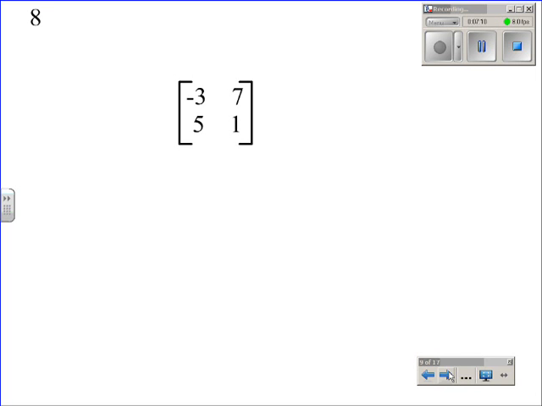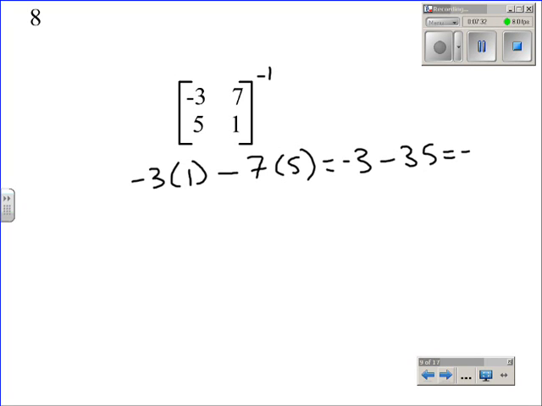To find the inverse of this matrix, we must first find its determinant. We follow the same procedure as in problem 7, multiply negative 3 times 1, and subtract 7 times 5. This result gives us negative 38. Since the determinant is not 0, this matrix has an inverse.